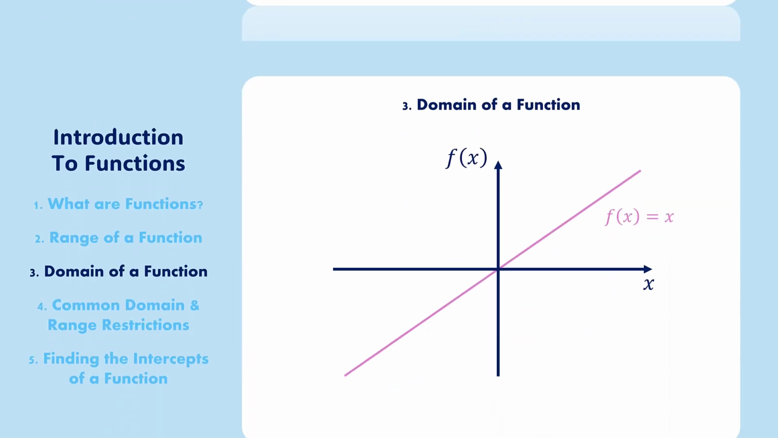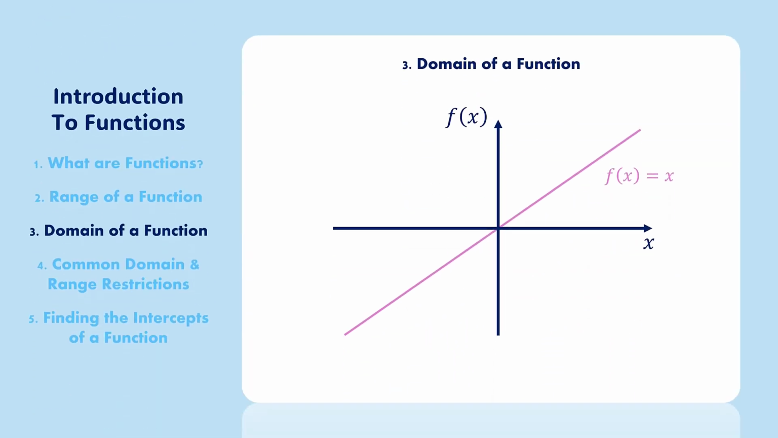We now move on to the domain, which is similar to the range, but focuses on the x-axis rather than the y-axis. The domain of a function is the set of all possible values that the independent variable x can take. For this function, there is no apparent limit on the values that x can take in y equals x. Therefore, the domain is defined as all real numbers.